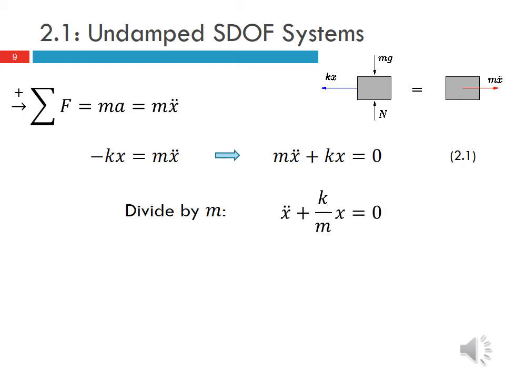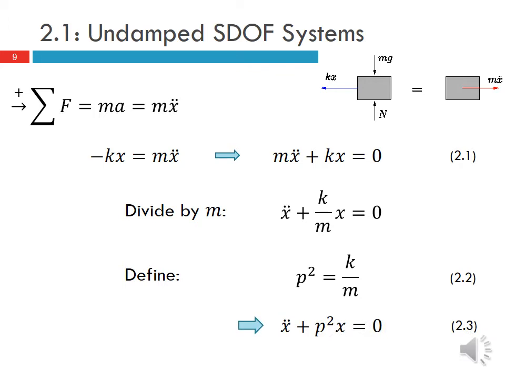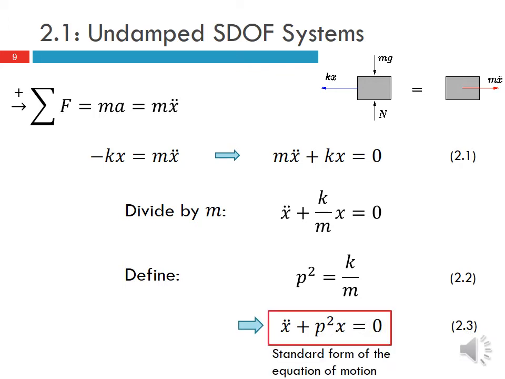We can then divide by m to get x double dot plus k over m x is equal to 0. Now we can define this quantity, this k over m, and call this p squared. And then we can write our equation as x double dot plus p squared x is equal to 0. And this is the standard form of the equation of motion, where p is equal to the square root of k over m, and is equal to the natural frequency of the system.